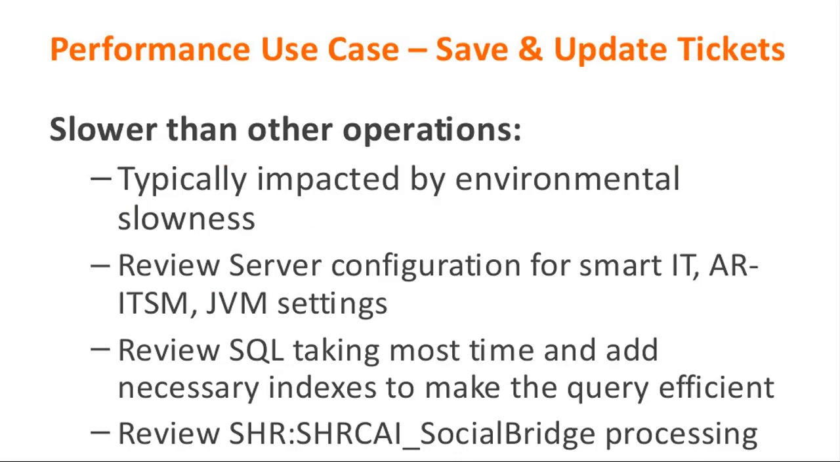Another use case that comes up in the field is save and update tickets. Typically, we haven't really fixed anything or added any special indexes for save and update specifically. We've noticed save and update taking time typically whenever the environment is overall not working well. So the environmental slowness will cause slowness of the save and update.